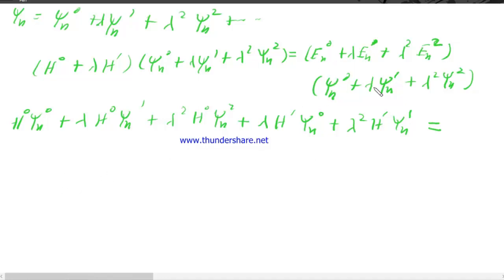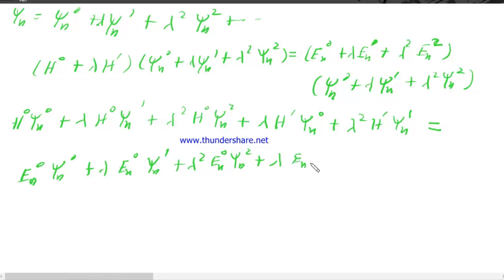Now on the right side we multiply this term to all the terms of the wave function: E_n0 psi_n0 plus lambda E_n0 psi_n1 plus lambda squared E_n0 psi_n2, plus we multiply this term into only these two terms: lambda E_n1 psi_n0 plus lambda squared E_n1 psi_n1, plus we multiply this term only to this term because the higher terms are to be neglected: lambda squared E_n2 psi_n0.